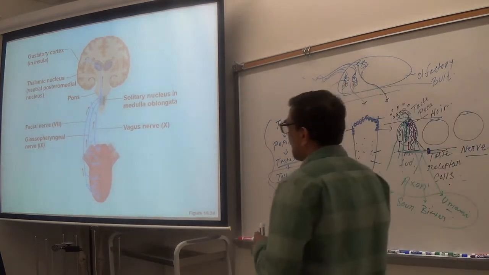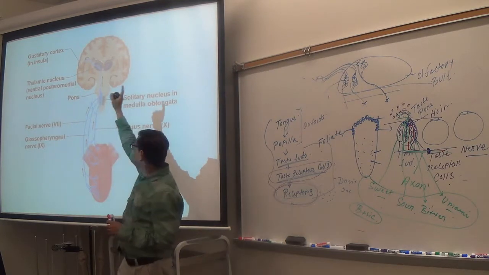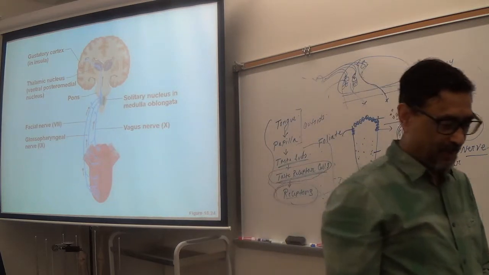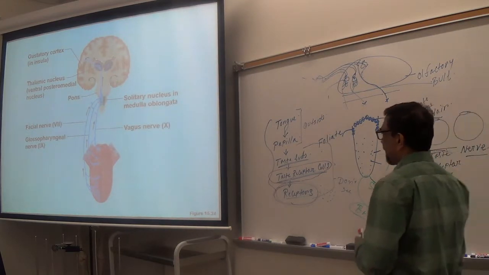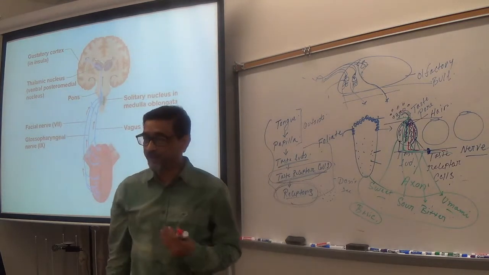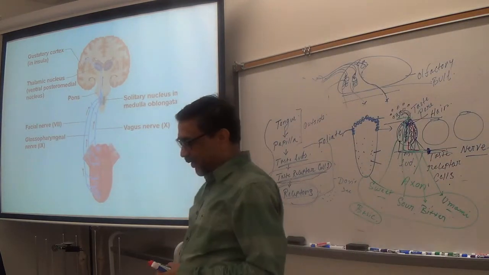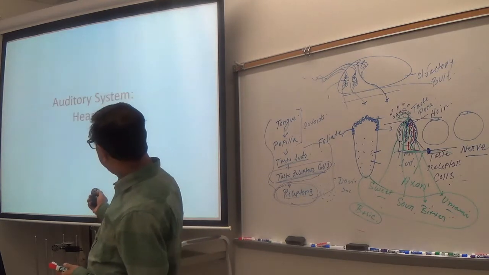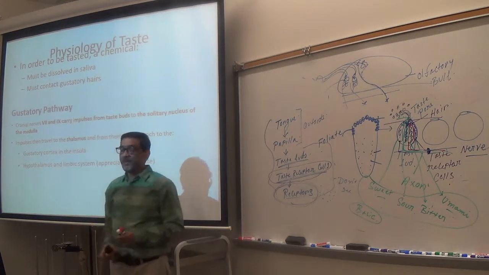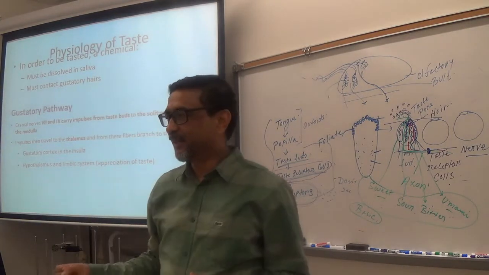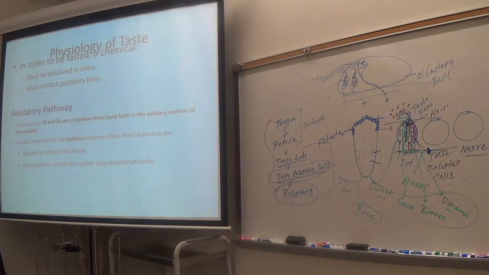And they take the signal to a structure in the medulla oblongata of the brain, and that is called the solitary nucleus. It receives the signal from those cranial nerves. And from there, the signal will definitely go to the thalamus, which is the major sensory relay station, right? So from the solitary nucleus to the thalamus. And then from the thalamus, the signal will go to a few brain structures. Which brain structures do you see here? The gustatory cortex gives you the taste immediately. Is it the taste of an orange or a mango? That is given by the gustatory cortex.